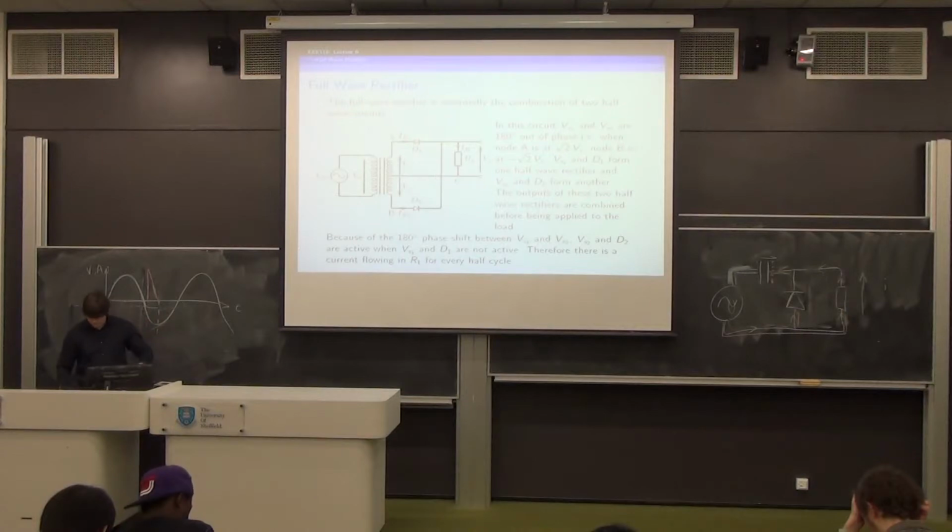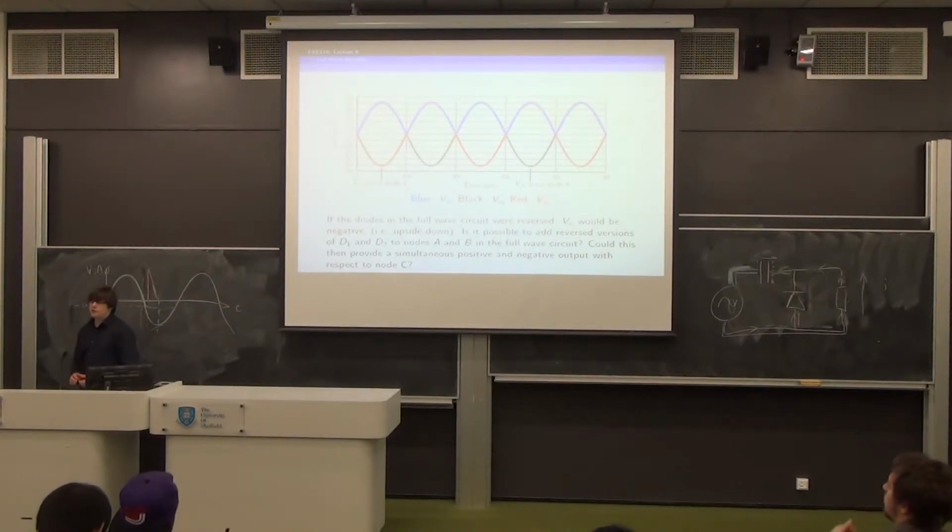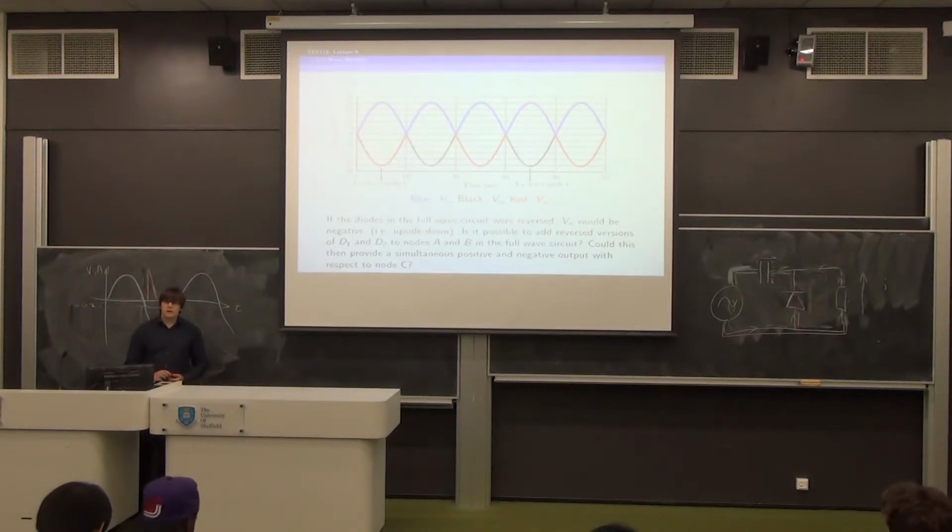And that's more or less what I've said on the slide. So the output waveform for this circuit with no capacitive smoothing is now almost the same as the half-wave rectifier, with the exception that every other half cycle is just flipped up.